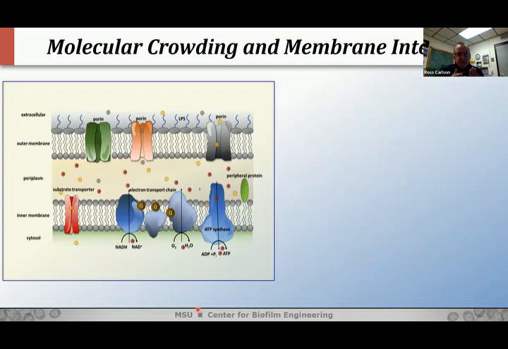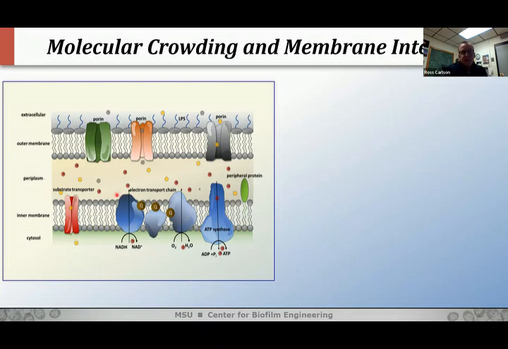So we're interested in two major parameters. One is the surface area to volume ratio. The second parameter that we're interested in is molecular crowding. Molecular crowding refers to the physical space that molecules occupy. In this talk, we're talking about the membrane.